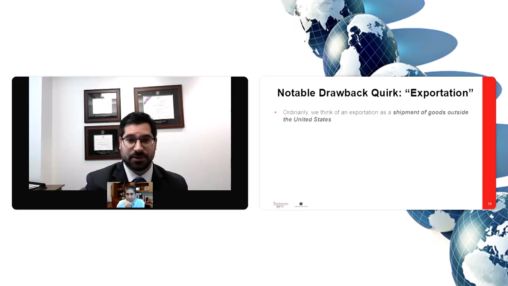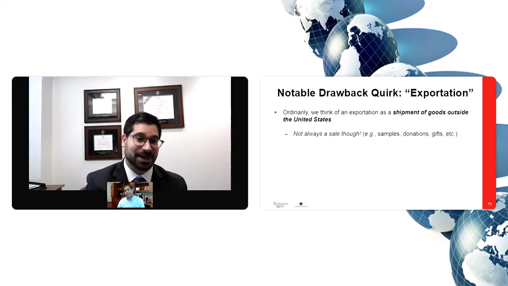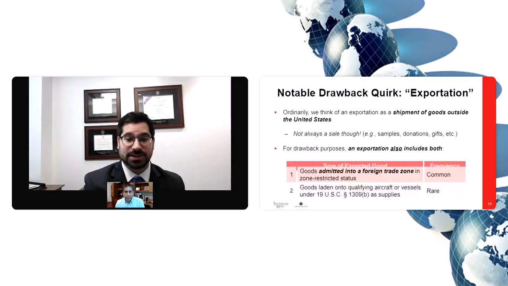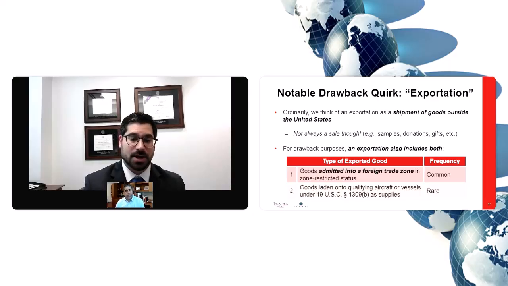When we talk about exportation, ordinarily, we think of a shipment of goods that leaves the United States. And I do use the word shipment, not sale, because something that can be exported doesn't necessarily need to be a sale. For example, you could send samples abroad, you could send gifts abroad. So I purposely use that word. That's how we normally use the word exportation. But for drawback purposes, an exportation could also include simply sending goods to a foreign trade zone in zone restricted status, as well as goods laden onto qualifying aircraft or vessels under a specific statute. That one's not as common.